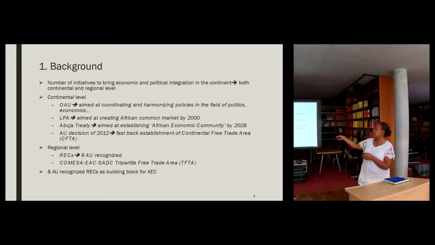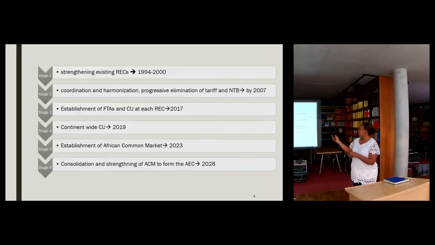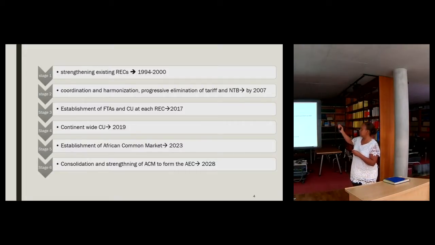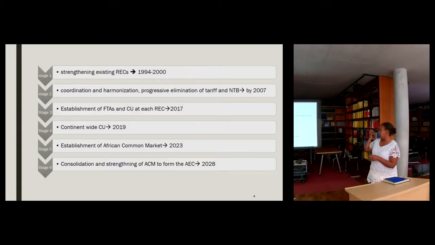And then at the regional level, we have different smaller groupings. The African Union recognized eight of those regional economic communities as building blocks for the integration. So coming to how the African Economic Community is supposed to be achieved, we have, as I said, six stages of integration. Between 1994 and 2000, the idea was to strengthen the already existing regional economic groups, followed by coordination and harmonization processes, and progressive elimination of tariff and non-tariff barriers to be achieved by the year 2007. Stage 3 was the establishment of free trade areas within the regional economic communities, and of course customs unions by the year 2017. Then that FTA would change into a customs union, so after a few years, we'll have an African common market.